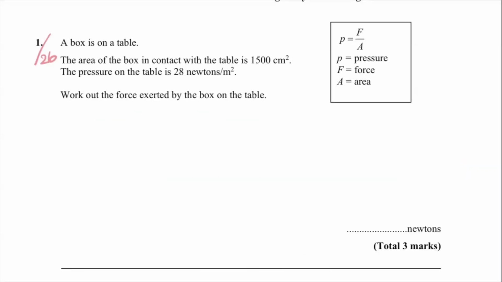Okay, so we've been given some information about area and pressure, and we need to find the force. So we've got our formula. The pressure has been given as 28 newtons per meter squared, and the area is 1500 centimeters squared. And this is the first problem, and the first thing we really want to pick up in this question. We have different units, and they cannot be different. We're going to change our centimeters squared into meters squared.